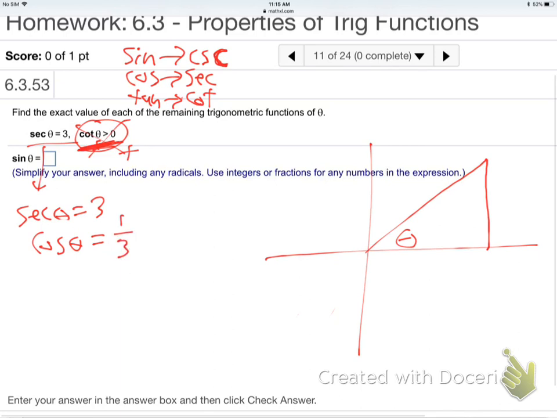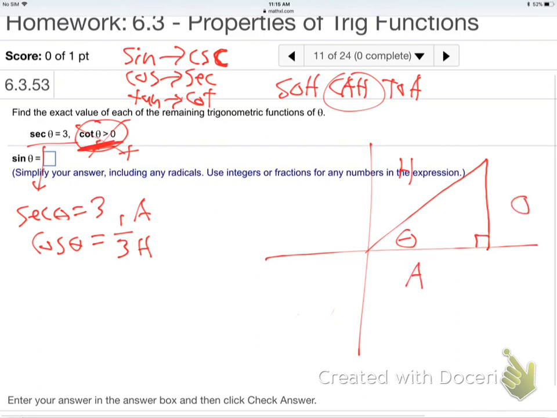So cosine is 1/3. Now, SOHCAHTOA. Cosine is adjacent over hypotenuse. That means this is adjacent and hypotenuse, right? So this is the angle theta. This is the hypotenuse because it's across from an angle. This is adjacent and this is opposite.